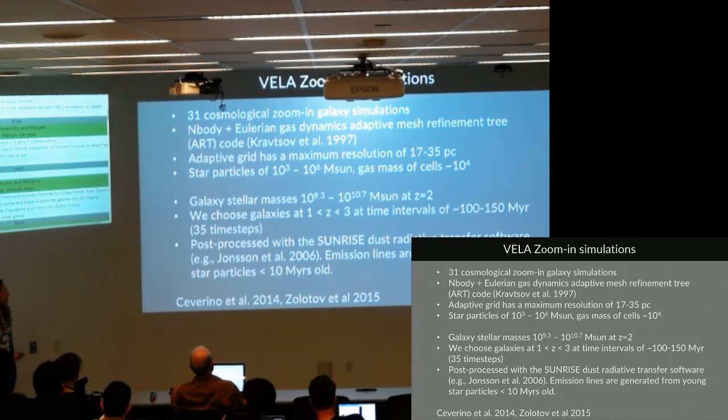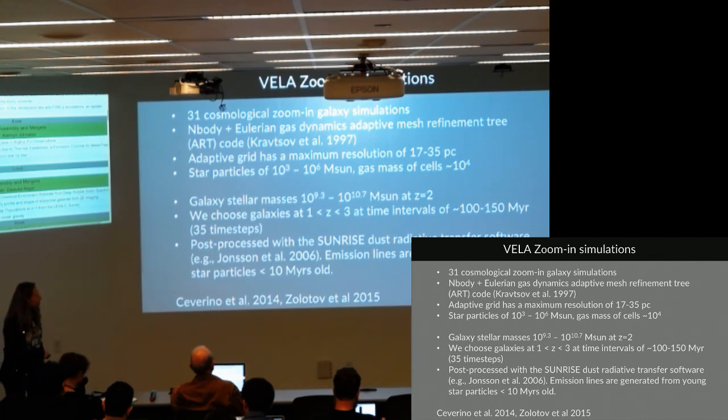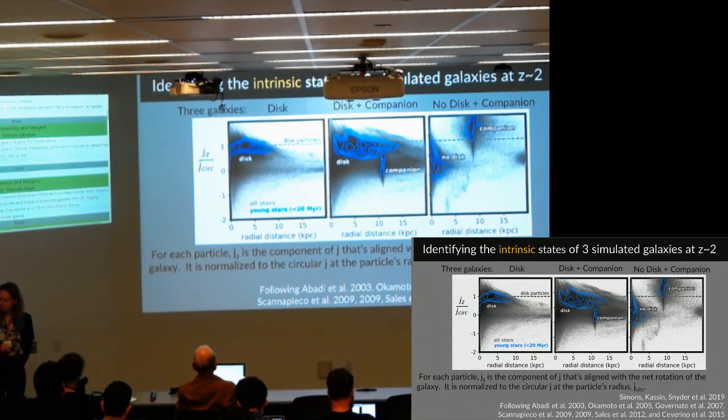We're going to study galaxies in a stellar mass range that actually covers the observations at a redshift of 2. And we're going to choose galaxies at redshifts between 1 and 3 in these simulations. We're going to post-process them using SUNRISE. And the emission lines are going to be generated from the young star particles, the ones that are less than 10 million years old, because what we observe as observers is the gas kinematics.